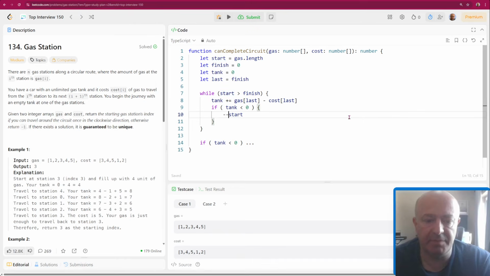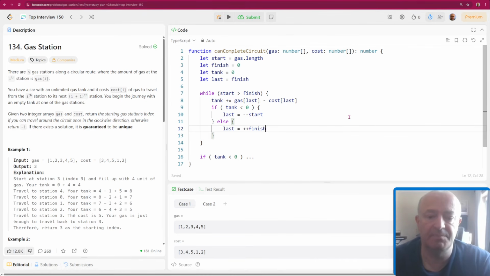Now, if tank is negative, what happens then is start goes minus minus, right? Start goes counterclockwise, and this goes into last. So this will be the last visited gas station. Otherwise, we would have finish go plus plus because it's going clockwise, so it will increase. And after it increases, so it's a pre-increment, this goes to last. So last will be the correct value, the last visited gas station.